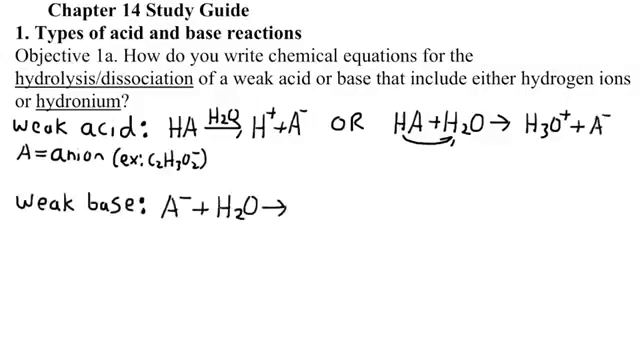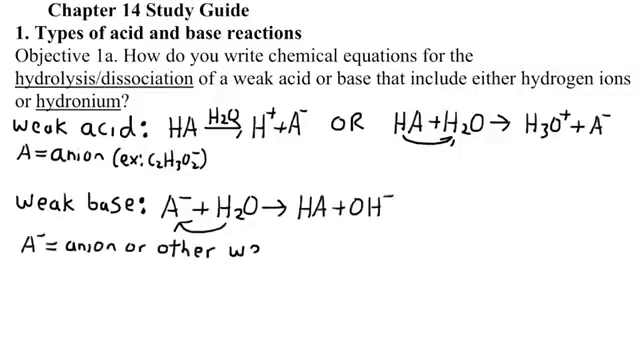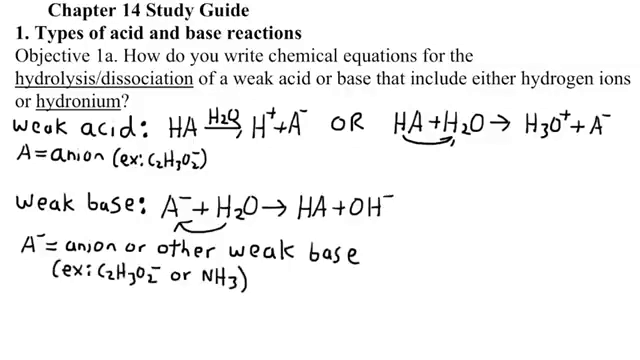For a weak base, you've got to have the water because it can't make hydroxide on its own. So we're going to have one of the hydrogens being attracted by the anion. When the hydrogen comes off, then it forms hydroxide. The anion could be acetate, or we could still call it A-, but it could be another weak base like NH3, where it can accept an H+, just like an anion can, but it's not actually charged.